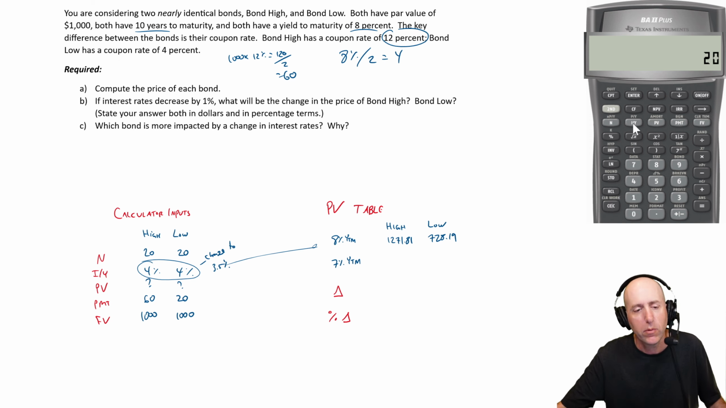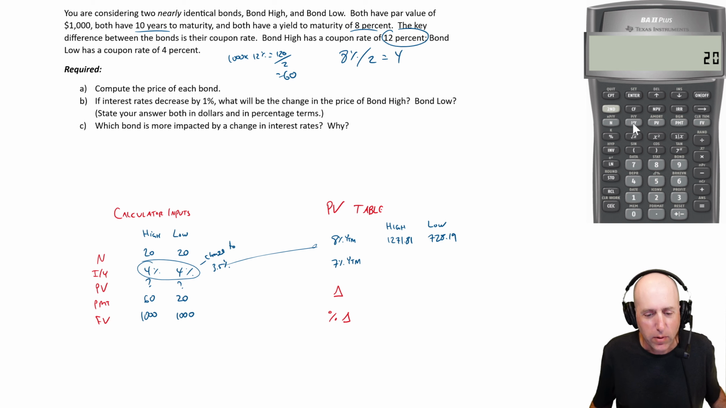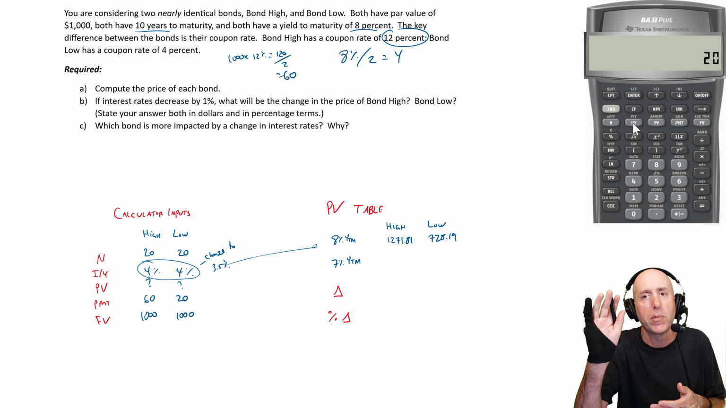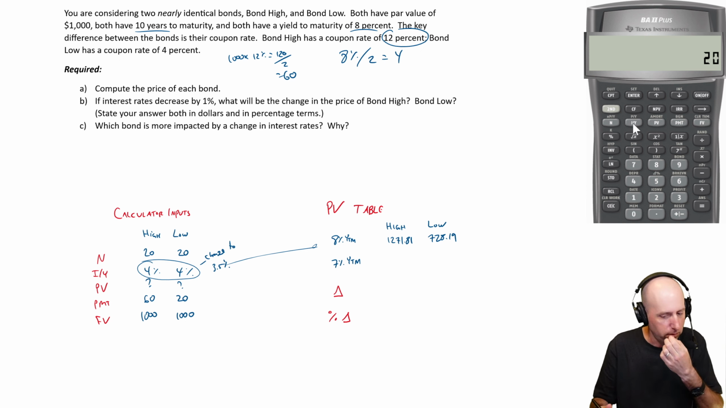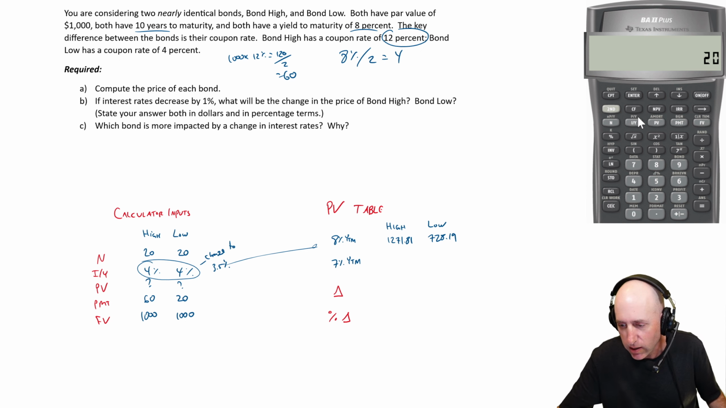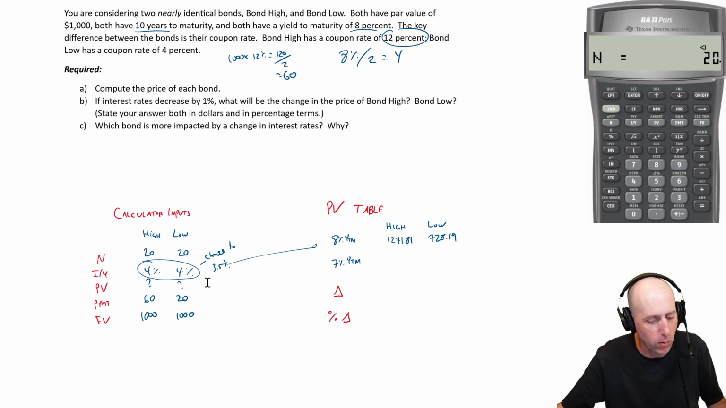What are we expecting to have happen? The interest rates in the market go down by 1%. Well, our bonds that are paying the coupon rates they're paying are more attractive. Our bond prices are going to go up. That's what we're expecting to see, and that's what we will see. So 20 goes in as our N. IY goes in at 3.5 this time. That's the only difference. We don't know our PV. Our PMT is 60. I'm doing the high bond first, and 1,000 goes in as FV. I compute PV.